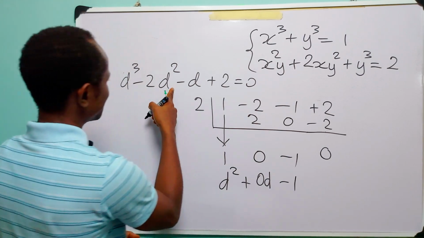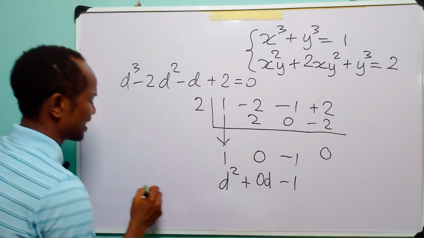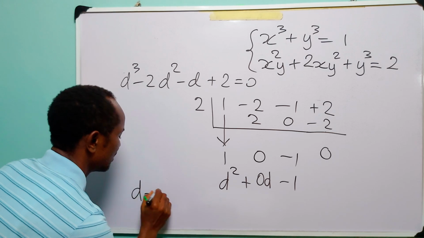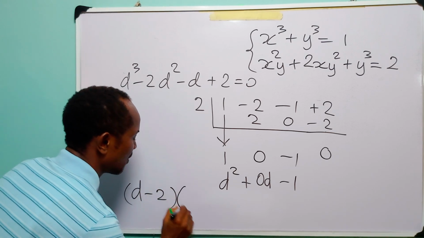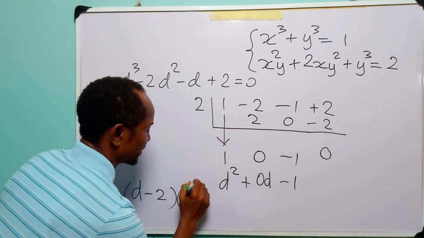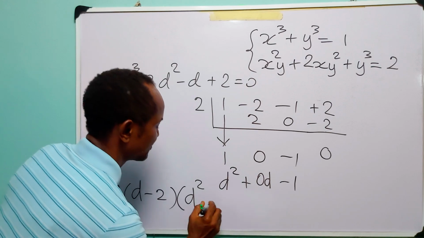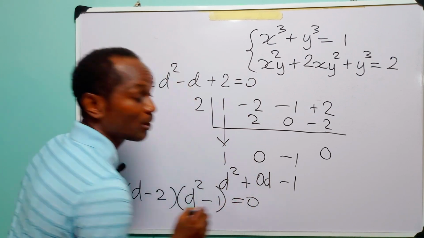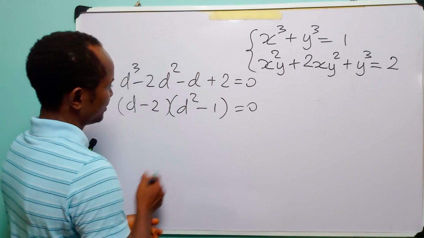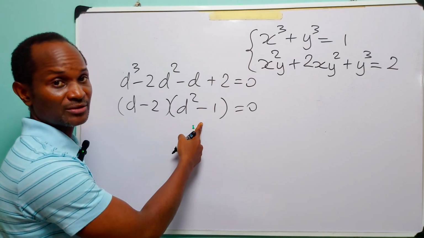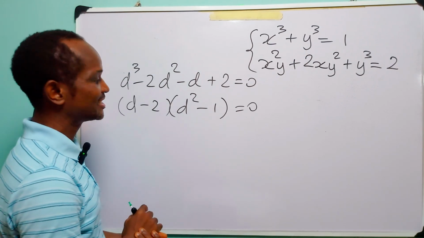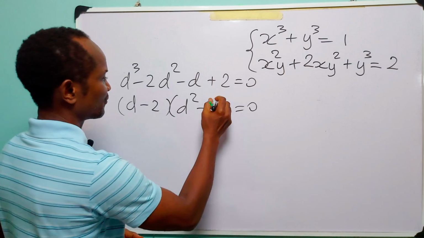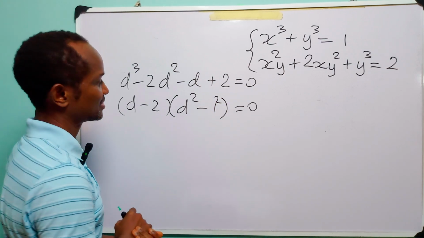And of course, we have that this can now be factorized as d minus 2 multiplied by d squared plus 0d minus 1, and everything is equal to 0. Now, when you look at this quadratic factor, you will immediately see that it's the difference of two squares, because of course, 1 is equal to 1 squared.